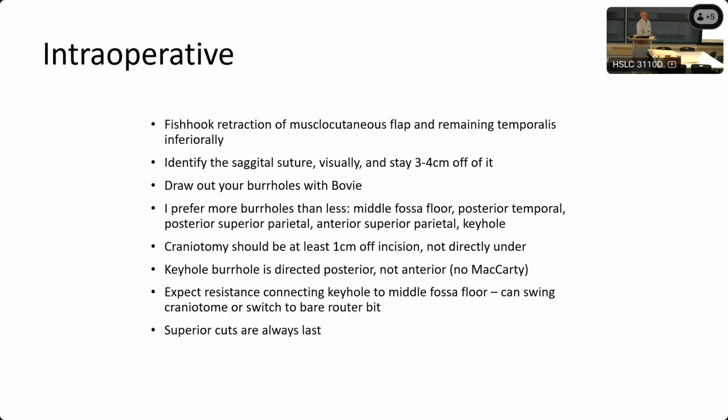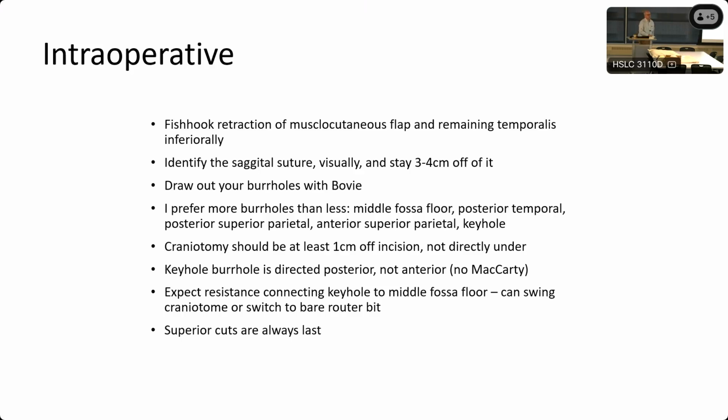I always make my craniectomy at least 1 centimeter off the incision, not directly under, because that makes your cranioplasty much easier if you're not opening directly over your bone. You always want to direct your keyhole burr hole posterior, not anterior. Don't do a MacCarty here. You can expect resistance connecting the keyhole to the middle fossa floor from the sphenoid wing. You can swing the craniotome or switch to a bare router bit.